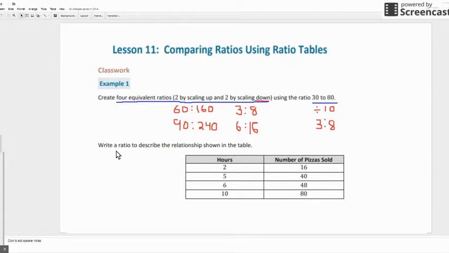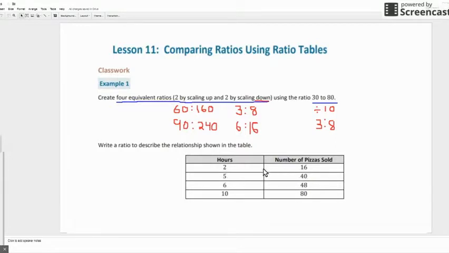All right, next part, let's look at the second part here. It says write a ratio to describe the relationship shown in the table. So they give us a situation that's going on here. And of course, we have to pay attention to the title. It says hours, and it says number of pizzas sold. So we're given a 2 to 16, a 5 to 40, a 6 to 48, and a 10 to 80. Well, we really want the simplest ratio form.